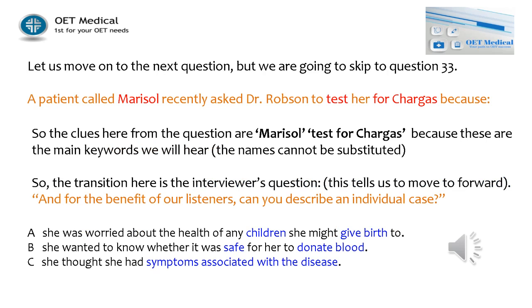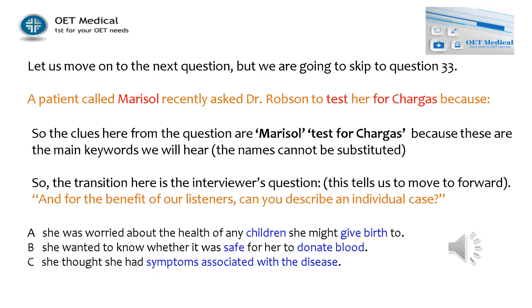Names cannot be substituted. So Marisol is someone's name. We could say a lady, a lady is tested, Marisol is a lady's name. But usually they would say the name of the patient. Test for Chagas could be something similar, like was tested or had a test. But test is a word that we wouldn't really need to change. When someone's talking, they don't need to change the word test. So you would probably hear the word test. And Chagas, of course, we can't change.